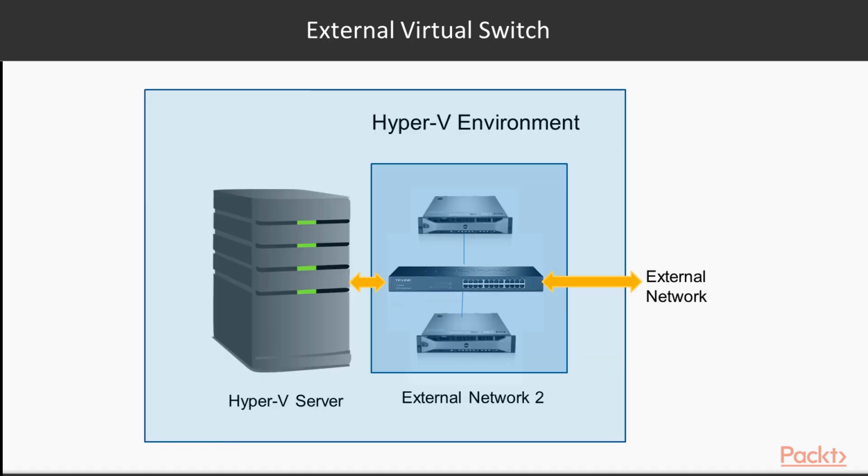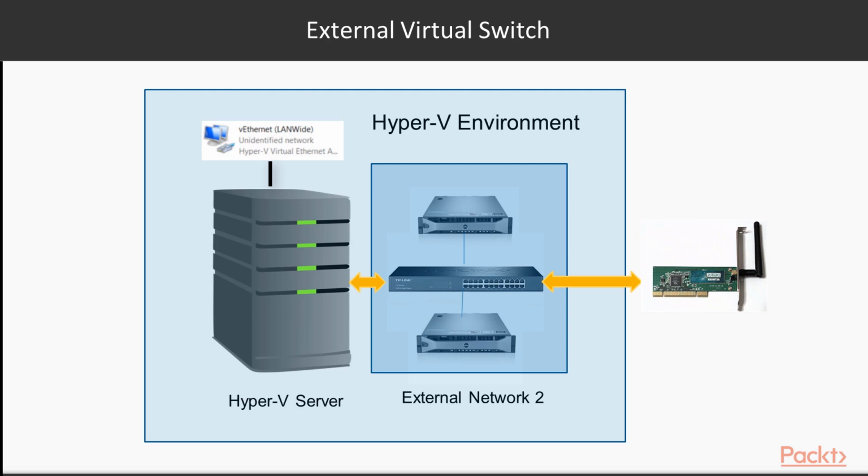The third type of virtual switch is called external. This type of virtual switch maps to a physical network adapter on the Hyper-V server and provides the virtual machines connected to this switch access to the network to which the Hyper-V host is connected. The external switch can even be connected to a wireless network adapter if the wireless LAN service has been installed on the Hyper-V server. When an external switch is created, a network interface is added to the Hyper-V host named vEthernet and in parentheses the name of the switch.